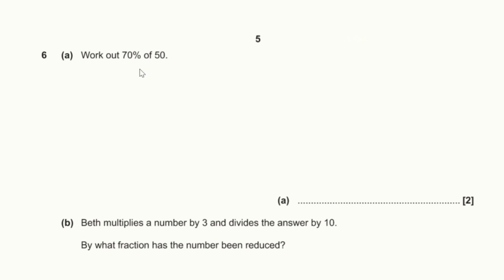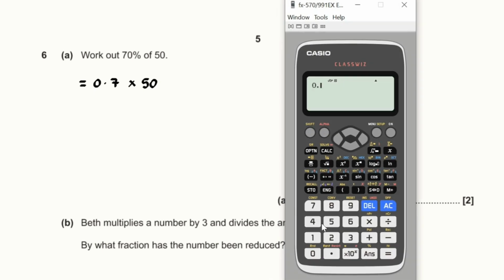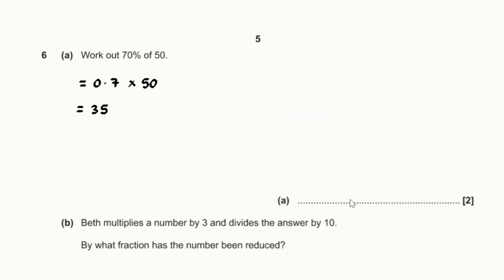Question number 6. For part A, we have to work out 70% of 50. Well, 70% of 50 is the same as 0.7 multiplied by 50. 0.7 multiplied by 50 is 35. So we have 35.